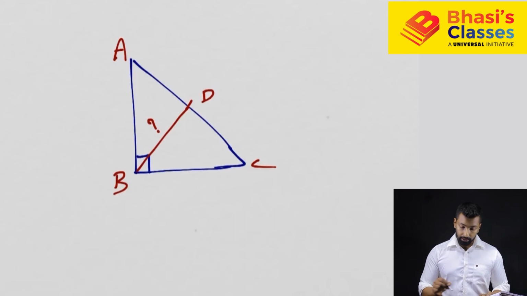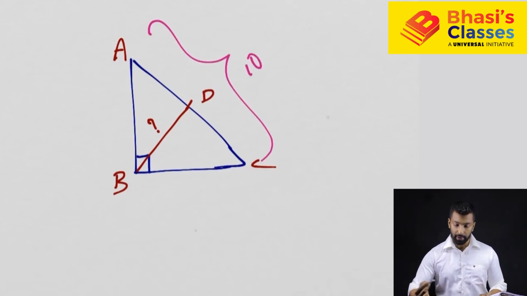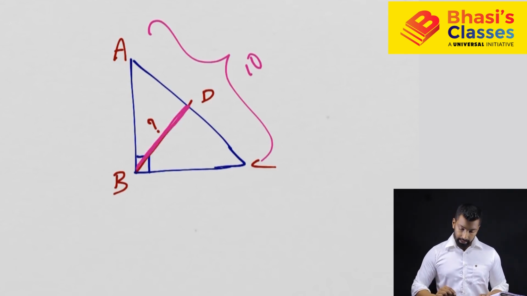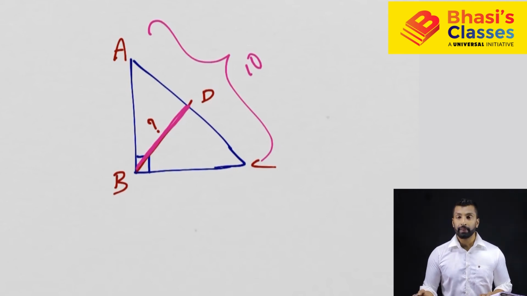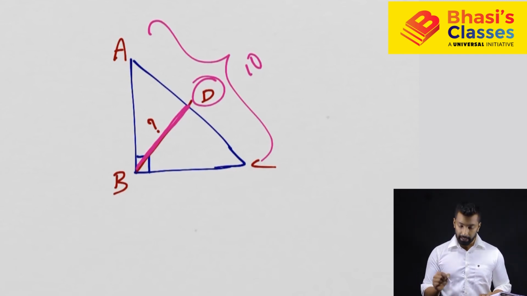AC is given, whatever it is, maybe let's take it as 10. Whatever it is, it is not important for us. The property that we have learned is what we are going to use here. So what is the length? This length is what is asked. What is BD? See here, D is the midpoint, so you need to remember this property that I have discussed.